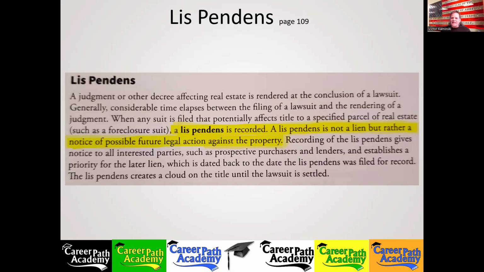So, what is a lis pendens? It's a public notice of possible future legal action against the property because you're behind on your mortgage payments, for example. And it's usually a lender who records a lis pendens in the public record.